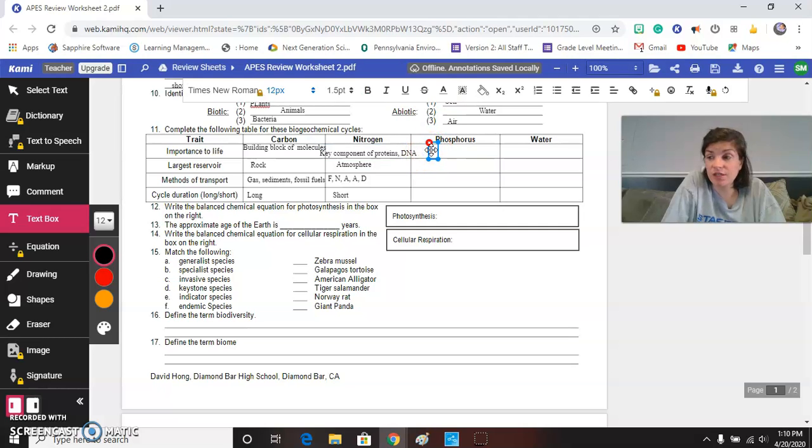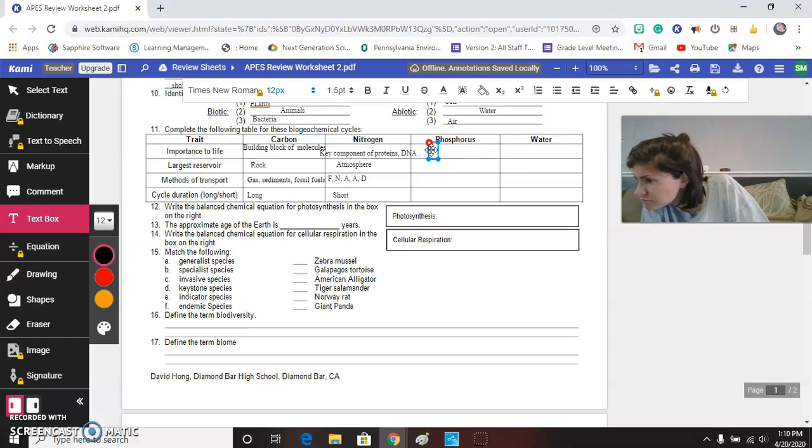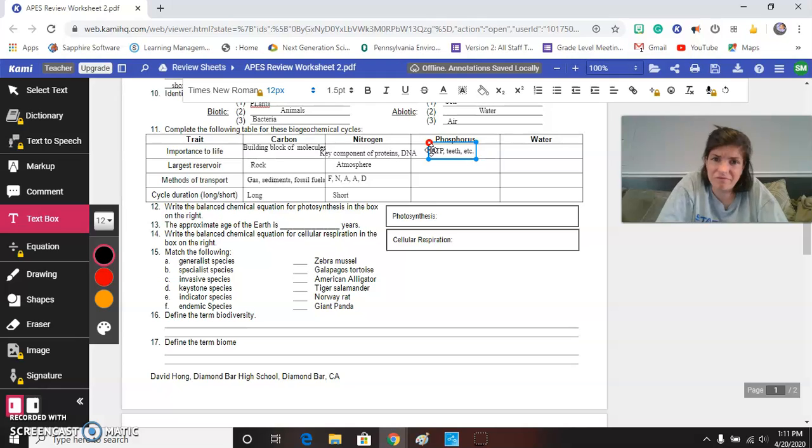All right. Phosphorus is used in ATP. It's in your teeth. And basically it's going to help out with your bodily functions. You need phosphorus. This is definitely found primarily in rocks. And an important thing to remember, there's no atmosphere involved in this.